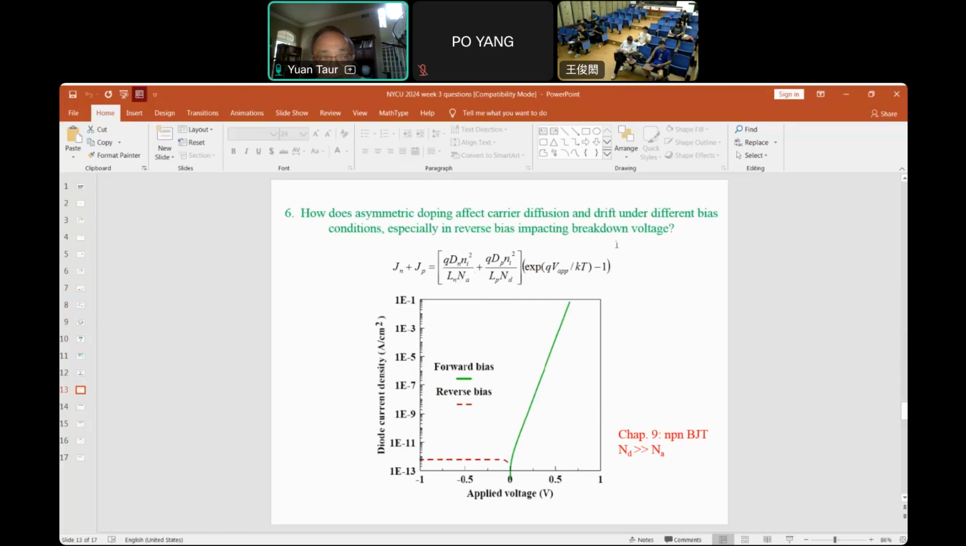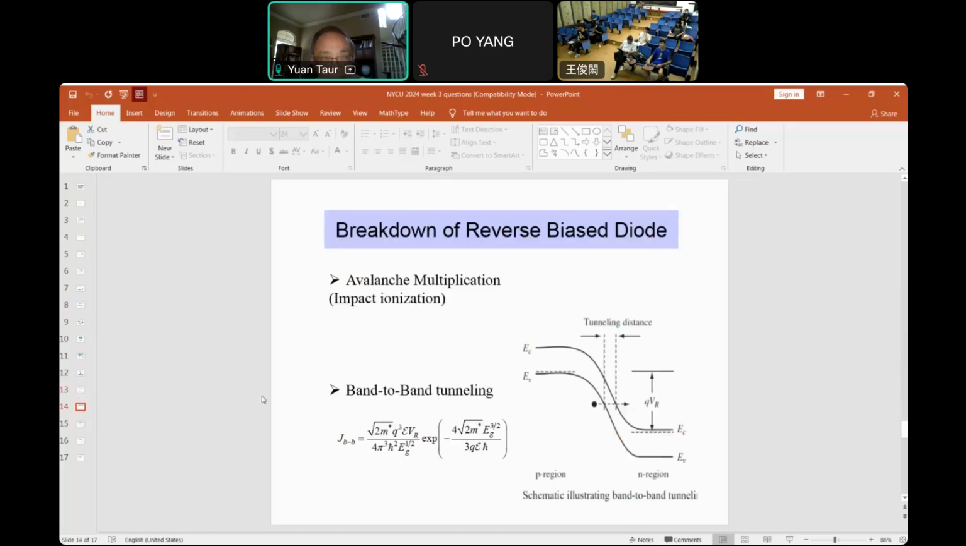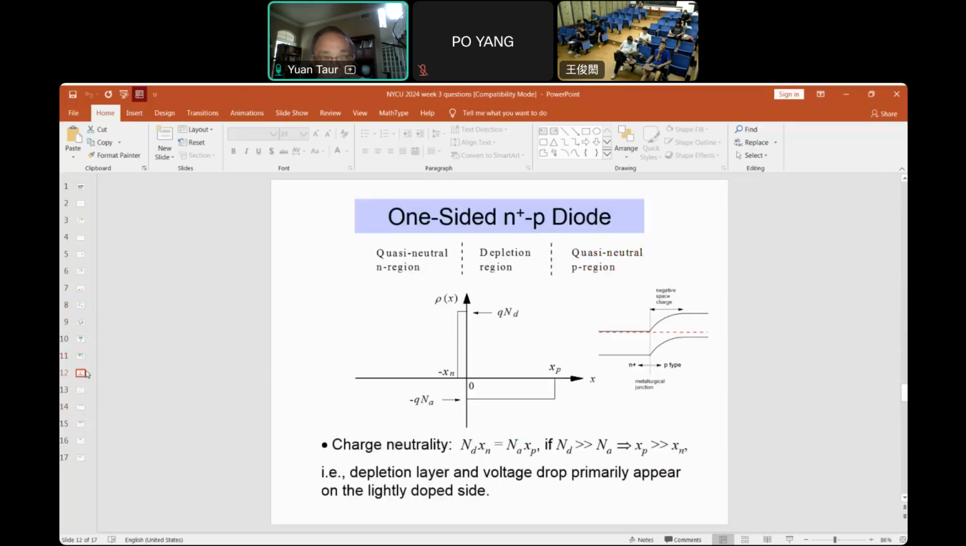And for the reverse bias breakdown, we also have a chart showing that. If it's not symmetrically doped, then most of the breakdown behavior is determined by the lighter doped side in this case. Okay, so because the field here is dependent on the p-type doping. If p-type doping is also heavy, then the field here can be very high. Then you have a lower breakdown voltage.